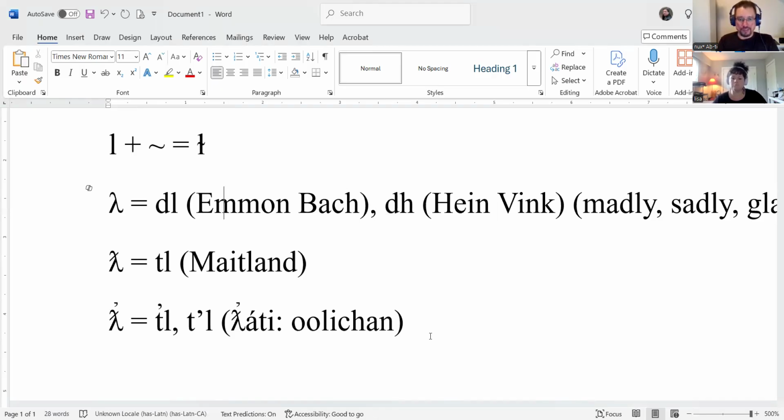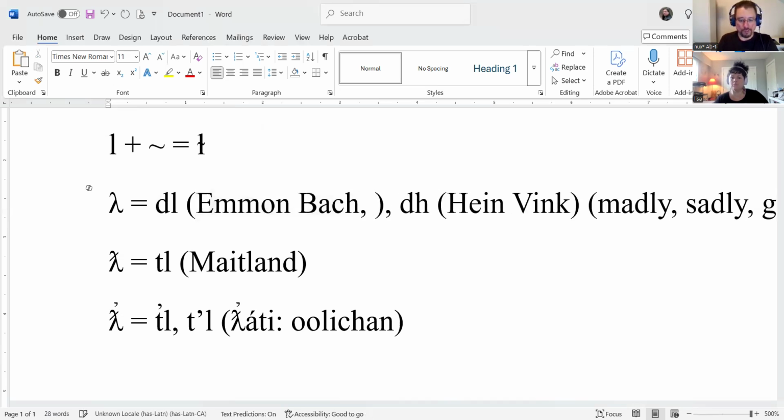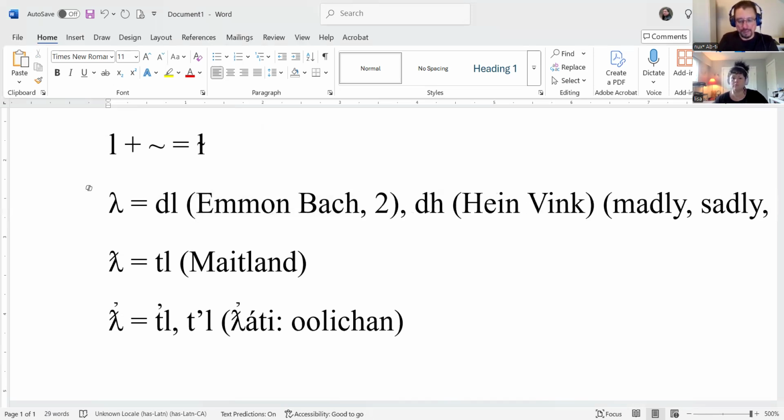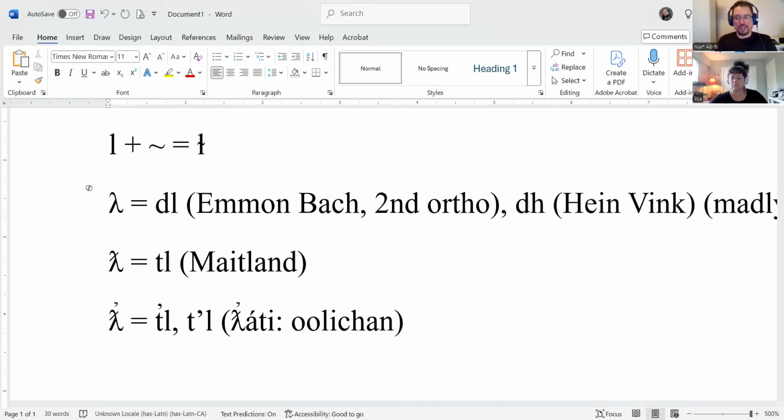But basically what happened was that I took a look at all of the pre-existing writing systems for the Haisla language, and I weighed the pros and cons of all of them. So basically what I decided was that Emmon Bach's second orthography, he developed more than one, his second orthography is the basis of the hybrid orthography that I developed. It's mostly Emmon Bach's second orthography. I would say it's about 95%.